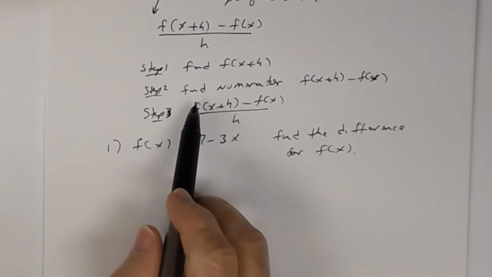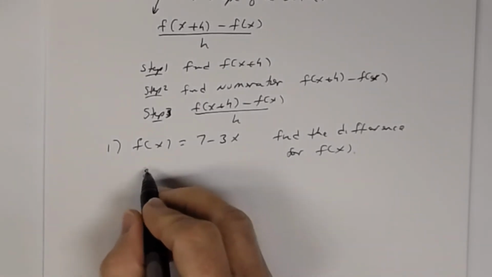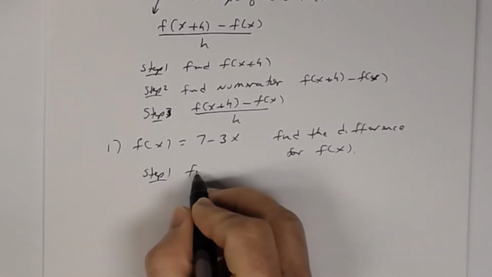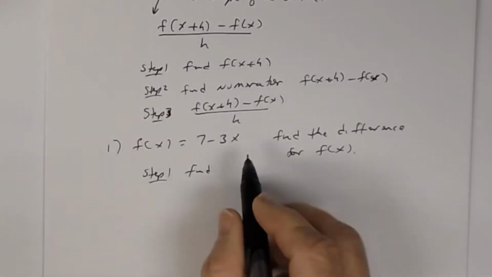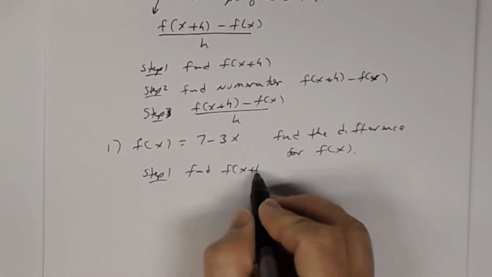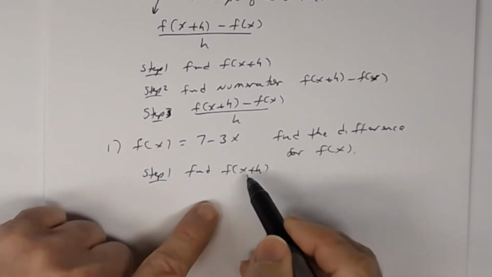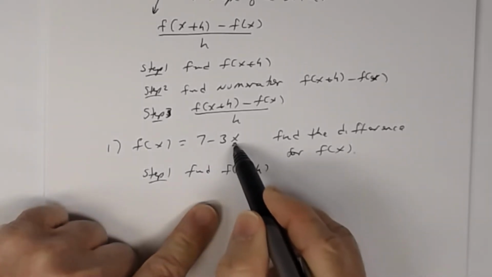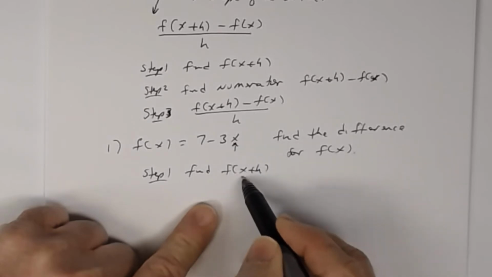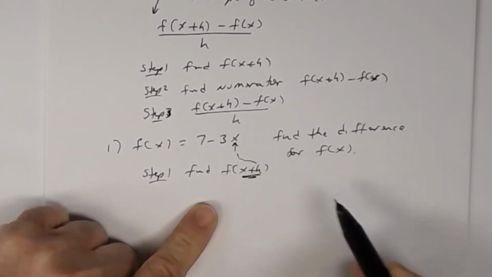In this course, all you got to do is know how to use this. Okay, so let's do step one. You're going to say, I've got to find f of x plus h first. So f of x plus h. And remember what that means. That means wherever you see the variable x in your function, you're going to substitute this expression. That's what that means.